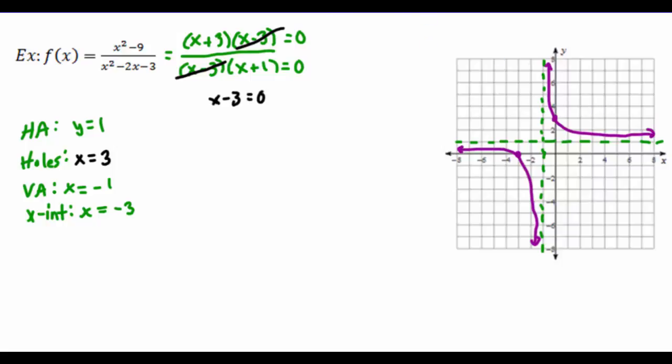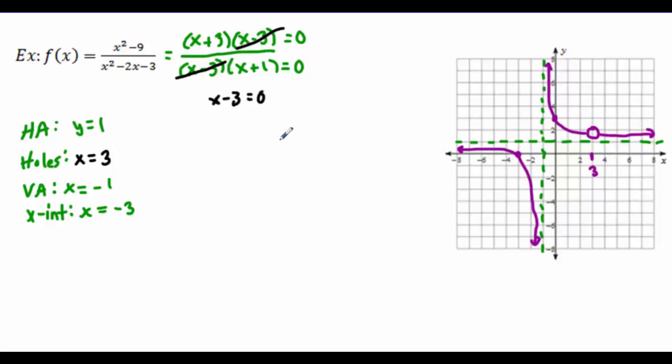So here's how holes work: you graph it as though there isn't a hole, but then you look back and say, okay, at 3, there's a hole. So erase what you drew, and you're going to put an open circle on your graph at that spot. So at 3, which is right here, there's a hole. So I erased my graph and I put a hole there.